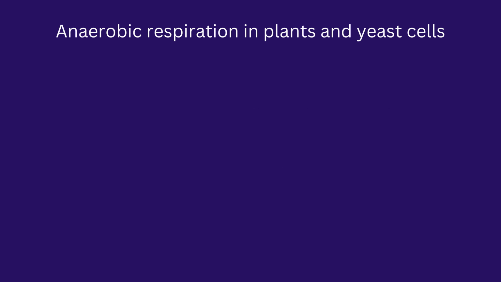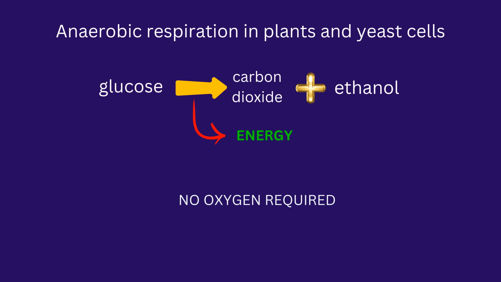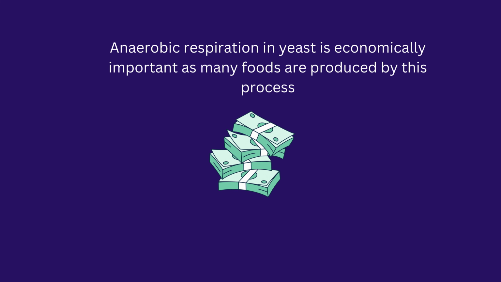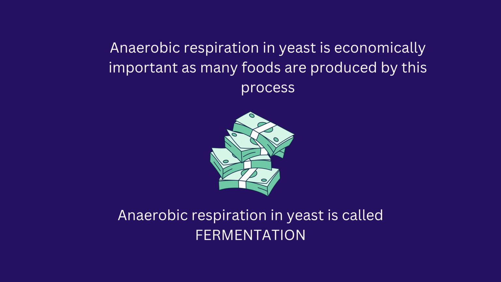Anaerobic respiration also occurs in plants and yeast cells. Here is the word equation for anaerobic respiration in plants and yeast. So it is glucose to produce carbon dioxide and ethanol, and energy is released. Remember, no oxygen is required for anaerobic respiration. Anaerobic respiration in yeast is economically important as many foods are produced by this process. Anaerobic respiration in yeast is called fermentation.